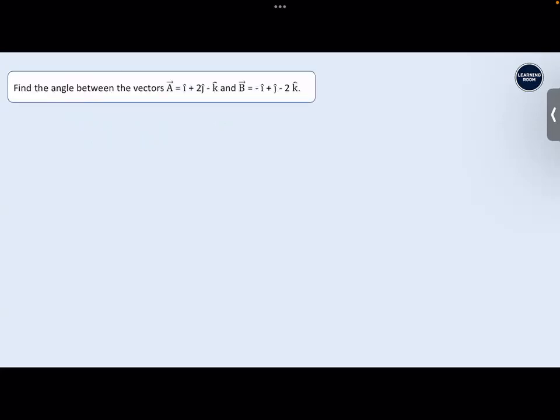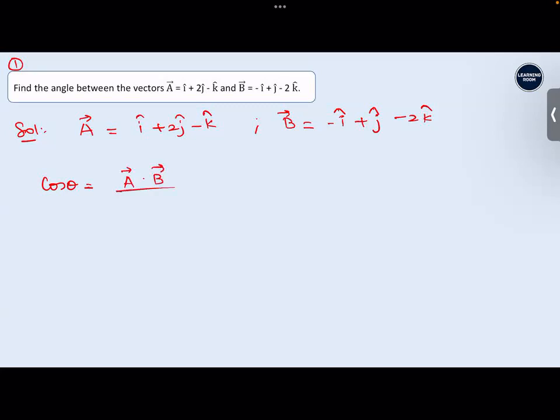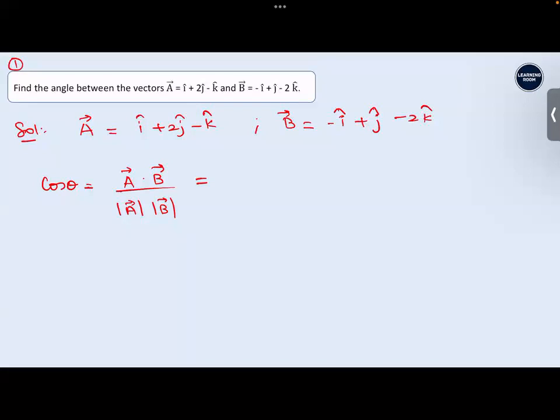Now we are going to start problems. The first problem that we are going to see is: find the angle between the vectors A vector = i cap + 2j cap - k cap and B vector = -i cap + j cap - 2k cap. What is the formula to find the angle? cos theta is equal to A vector dot B vector divided by magnitude of A vector into magnitude of B vector. So what is A dot B?